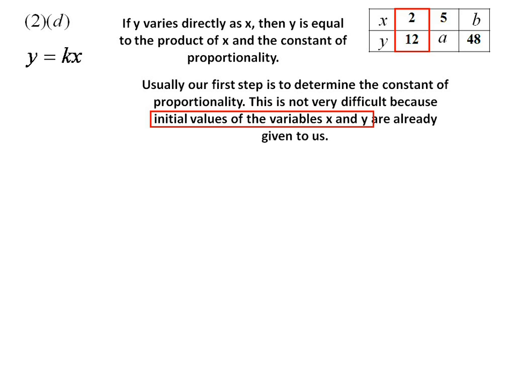First, find the constant of proportionality. That is not difficult because initial values of x and y are already given to us. All we need to do is just substitute those values in this expression. So 12 is equal to k multiplied by 2, and the simple process of dividing by 2 results in k is equal to 6.